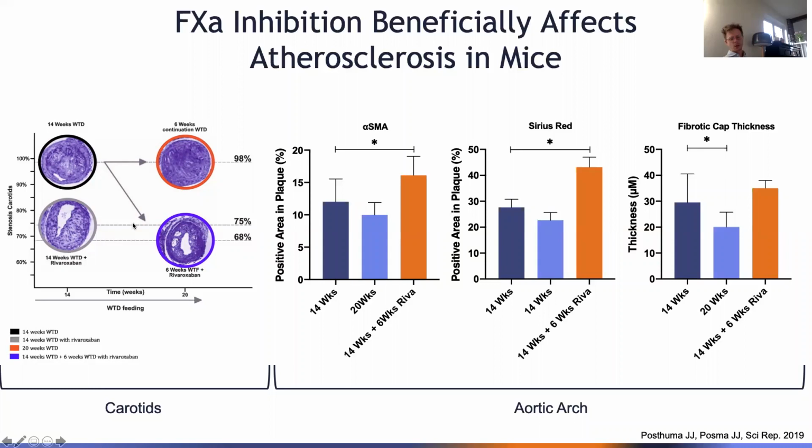So that's a nice decrease from factor 10A inhibition. And I must say, we also have these results in the aortic arch, but I won't show you that data here. You can, of course, also read it in the paper.